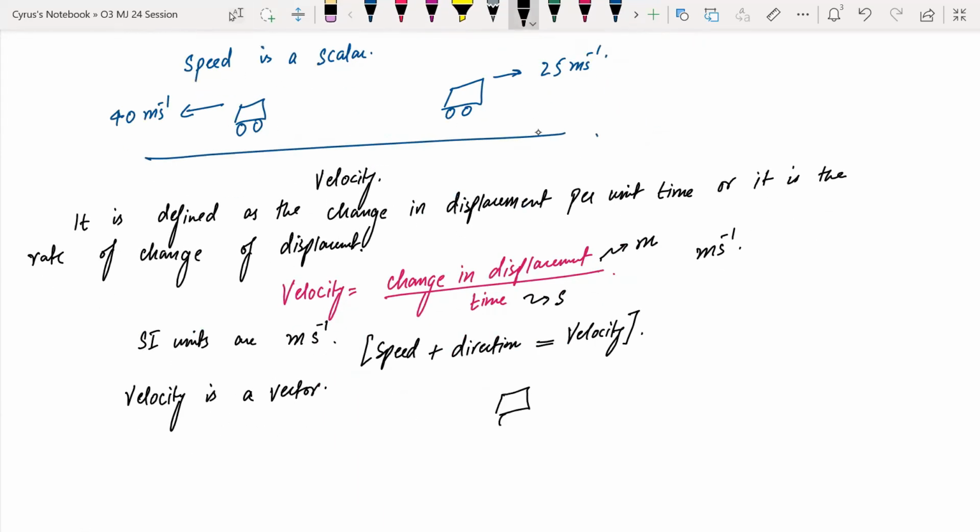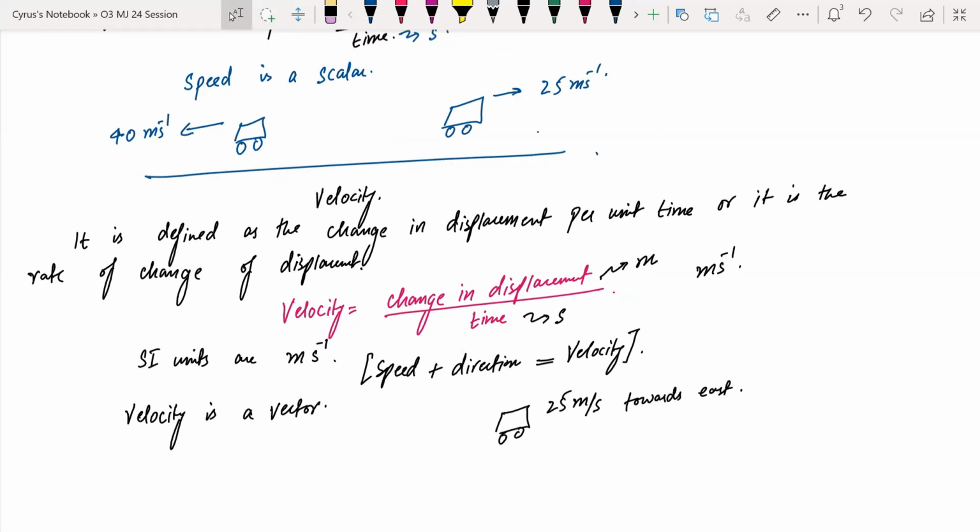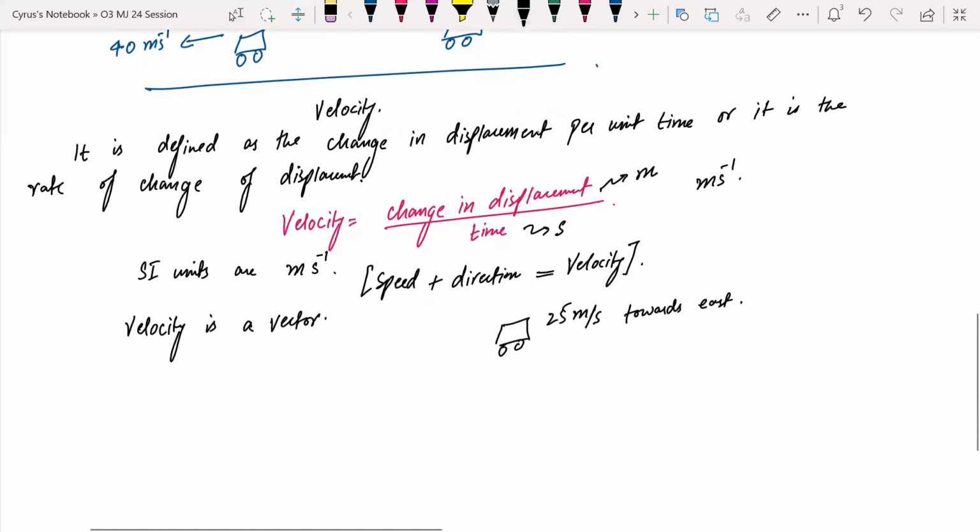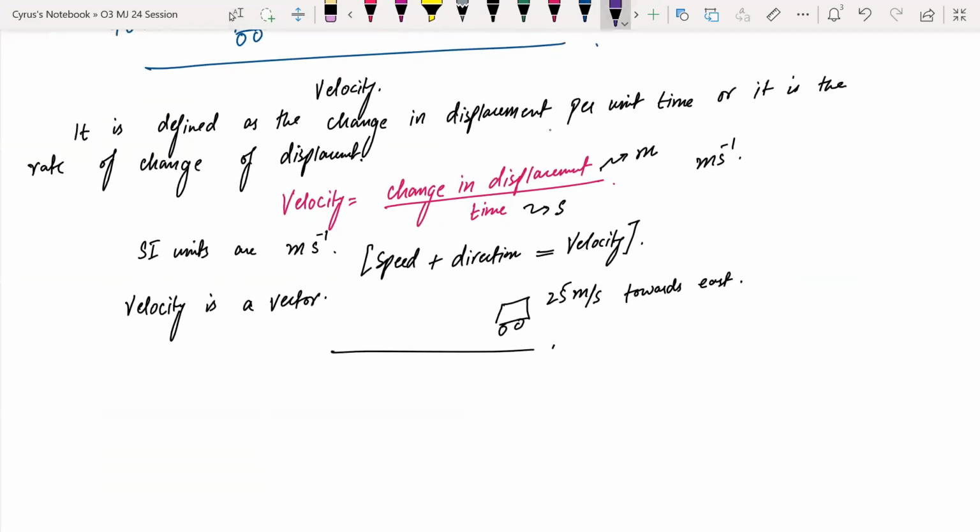फॉर एग्जांपल अगर मैं कह दूं मेरे पास ये कार जा रही है और इसकी स्पीड थी 25 मीटर पर सेकेंड, और साथ में बता दो टुवर्ड्स ईस्ट, तो ये असल में वेलोसिटी। सो वेलोसिटी इज द defined as the change in displacement per unit time, or it is the rate of change of displacement, and it's a vector. या आप इसको इस तरह से देख सकते हैं। We have average speed.